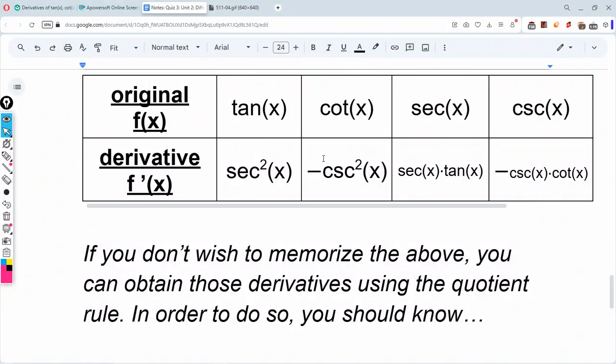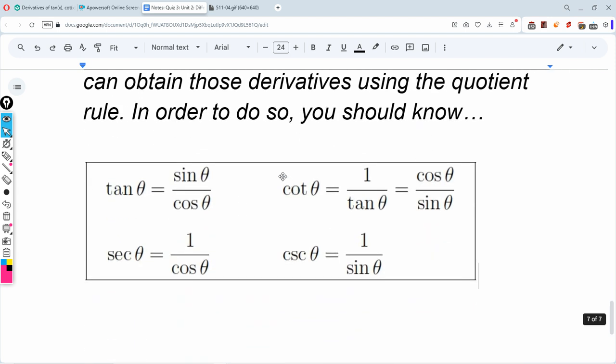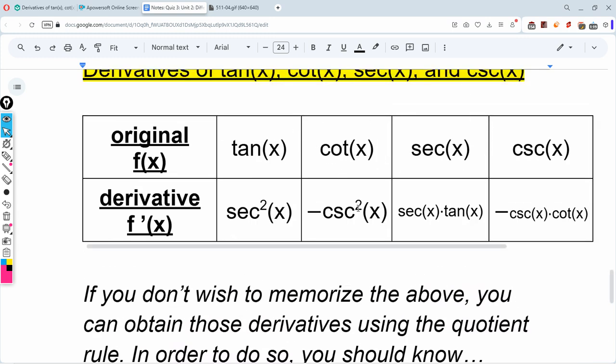All right. If you're taking a test and you need a lot of quickness and efficiency, maybe you can memorize these. But if you don't wish to memorize these, you can still obtain these derivatives using the quotient rule. But you do have to know that tan is the same as sine over cosine. Cotan is the same as cosine over sine. Secant is 1 over cosine, and cosecant is 1 over sine. So if you know these and you know the quotient rule, you can get these derivatives right here.